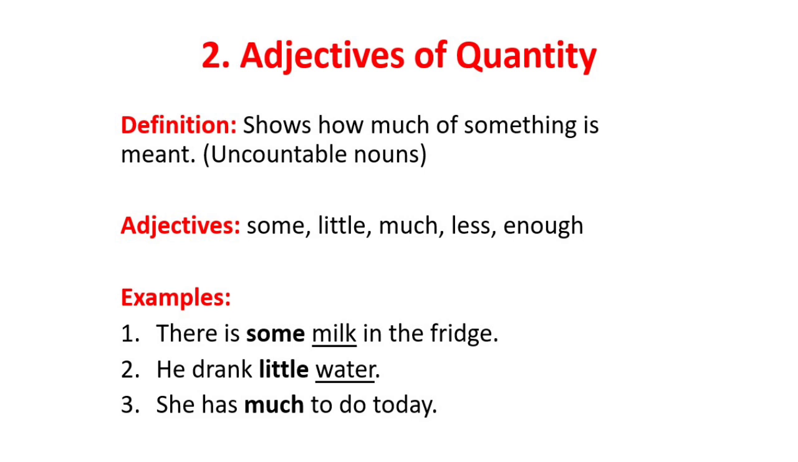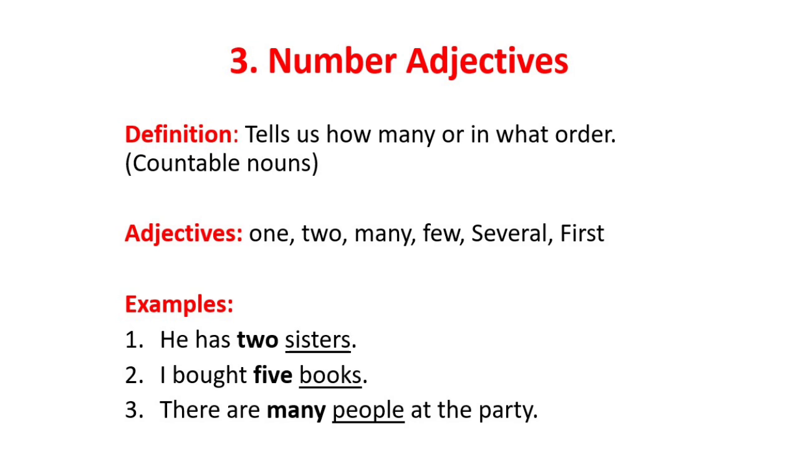Now let's see another type. The third type is number adjectives. See the definition. These adjectives tell us how many or in what order. In simple words, these adjectives are the numbers or orders. Orders means first, second, third, like this. And these adjectives come before countable nouns. Now see some examples of these adjectives: one, two, many, few, several, first.